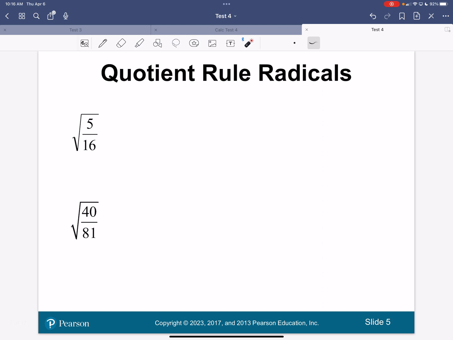Okay. Now, I am taking the square root of 5 over 16. Can I take the square root of 5? No, I cannot. So I'm going to rewrite that as the square root of 5. Can I take the square root of 16? I can. So what is the square root of 16? 4.